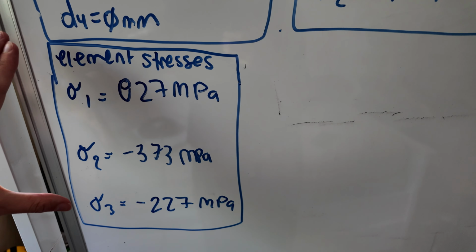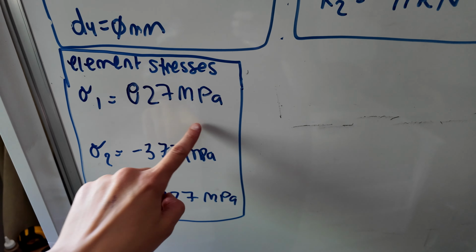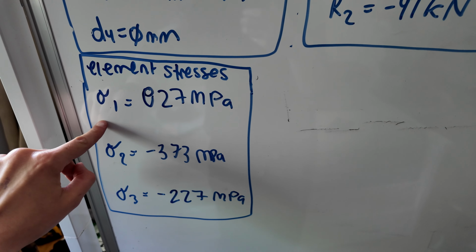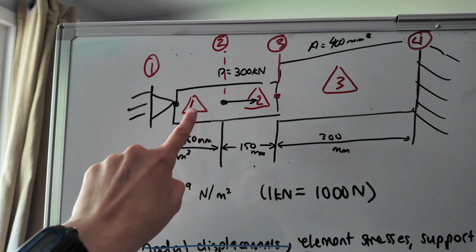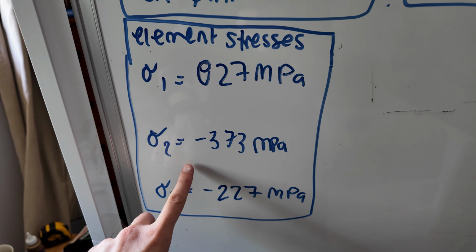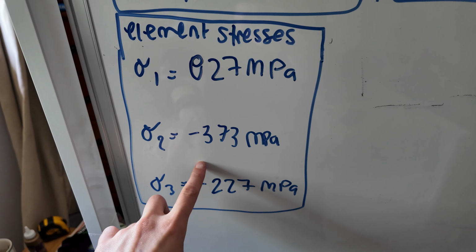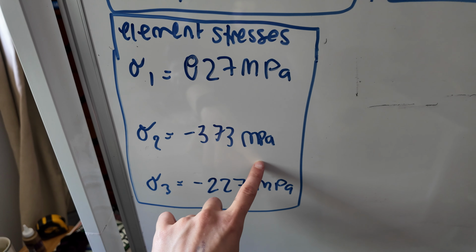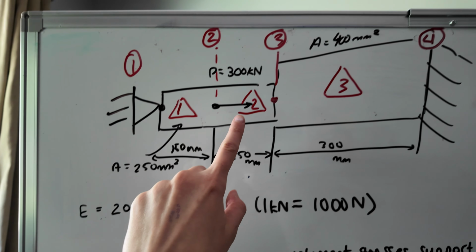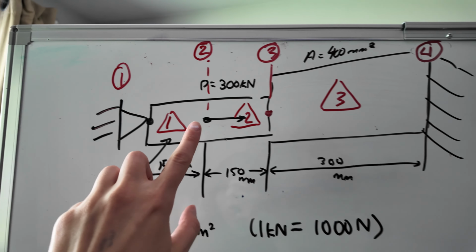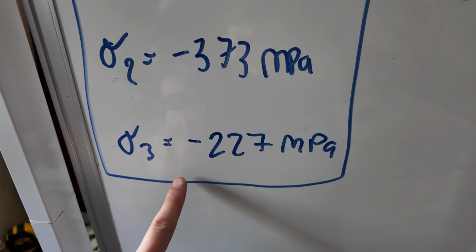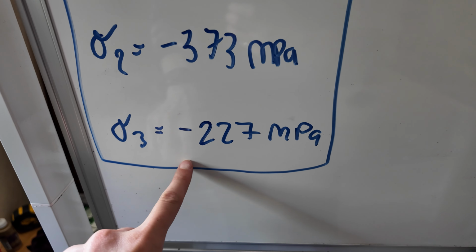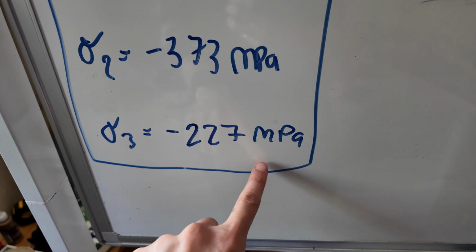Element stresses being 827 megapascals for stress in element 1, which is the first left-hand half of bar 1. Stress in element 2 being negative 373 megapascals, that being the right-hand side or second half of bar 1, and then stress in element 3 or bar 2 being negative 227 megapascals.